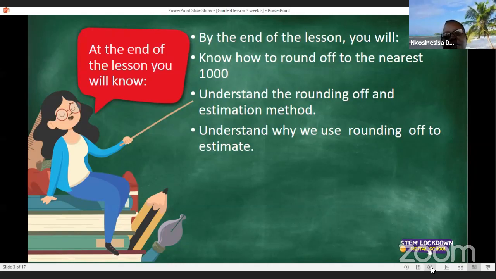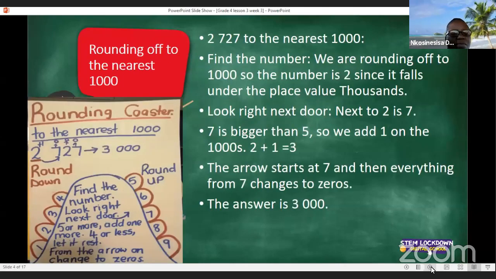So if yesterday maybe you were lost with the rounding off, you can take me back when you're given the opportunity to ask questions. You can ask if you had a misconception about rounding off to 10 and to 100. Today, we're looking at rounding off to the nearest 1,000.